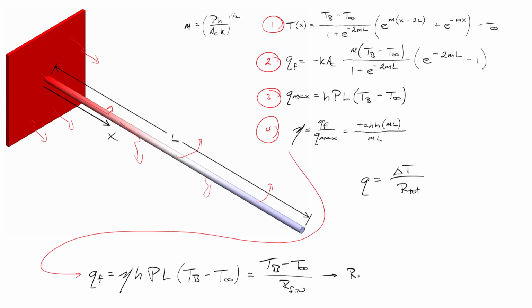And in doing so, we can now show that the resistance of the fin is equal to 1 over the fin's efficiency times the heat transfer coefficient times the perimeter times the length, which is just the area of the fin. And when we compare this to the resistance of the base, which is just 1 over h times the area of the base, we find that the fin's efficiency is almost like a correction factor.